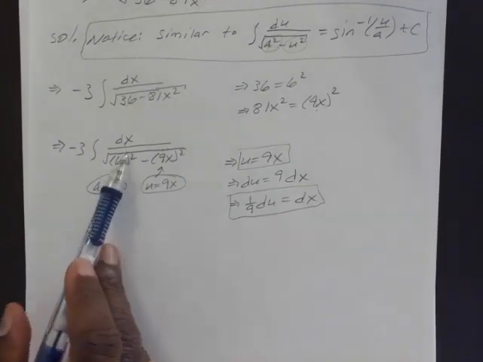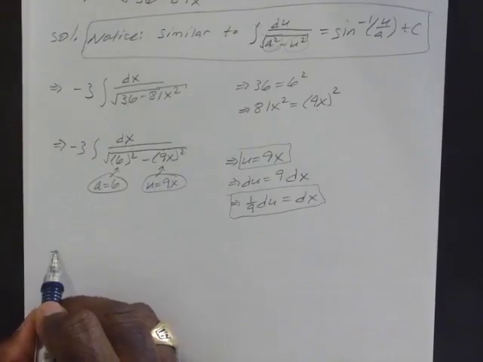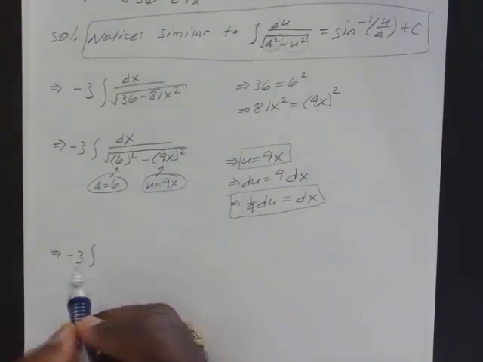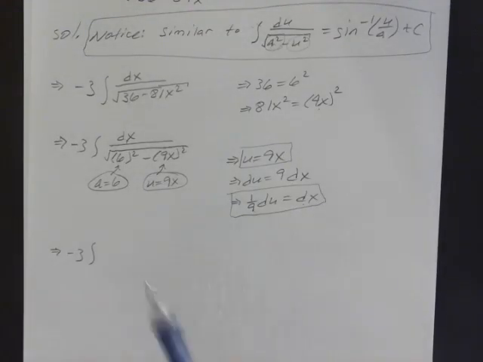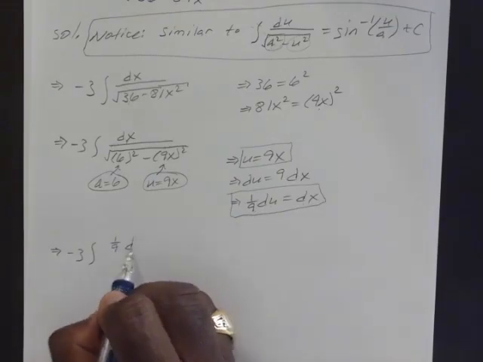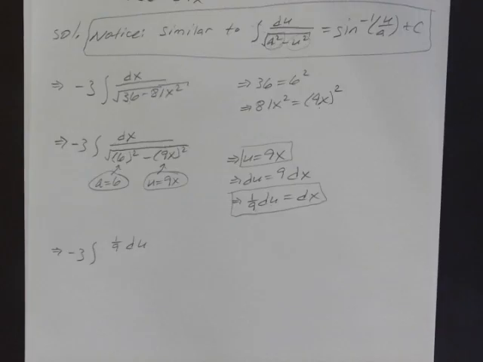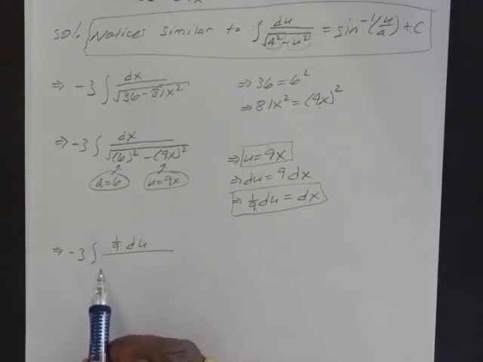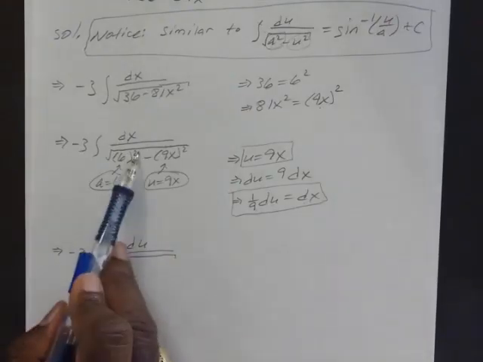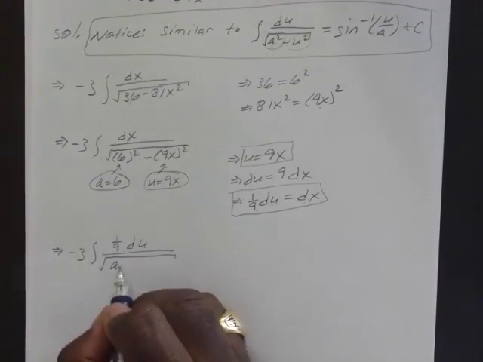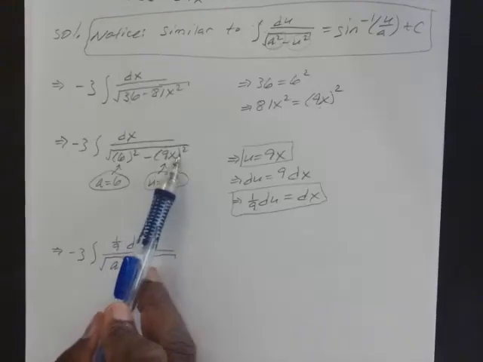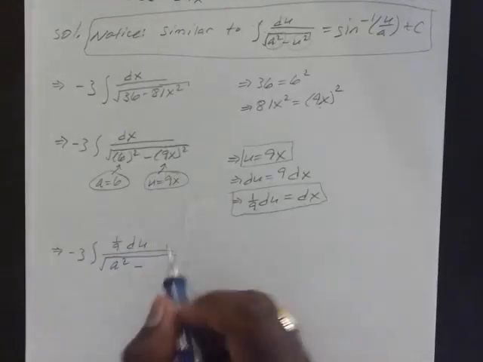Okay, so if we replace everything here, we see we have -3 times the integral. That dx, we can replace with 1 over 9 du. So we have 1 over 9 du divided by the square root of 6 squared. You can leave it as 6 squared, but just for me, I always put it as a squared just to make sure everything is in the spot it's supposed to be. So we have a squared minus your 9x squared. We made that our u, so that's just your u squared.